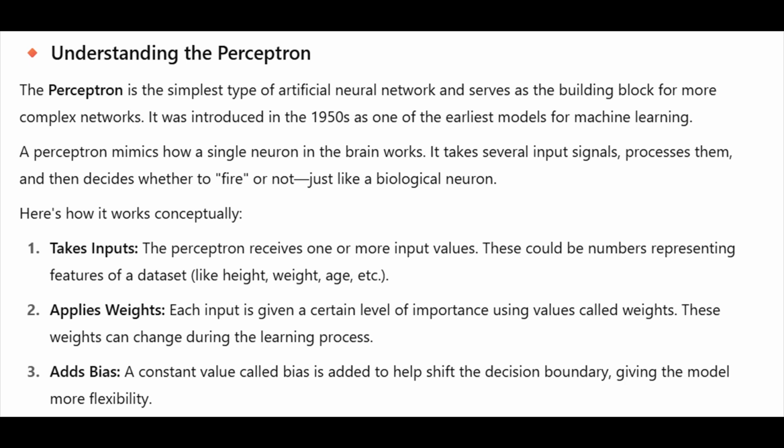Here's how it works conceptually. Takes inputs: the perceptron receives one or more input values. These could be numbers representing features of a dataset like height, weight, age, etc. Applies weights: each input is given a certain level of importance using values called weights. These weights can change during the learning process. Adds bias: a constant value called bias is added to help shift the decision boundary, giving the model more flexibility.